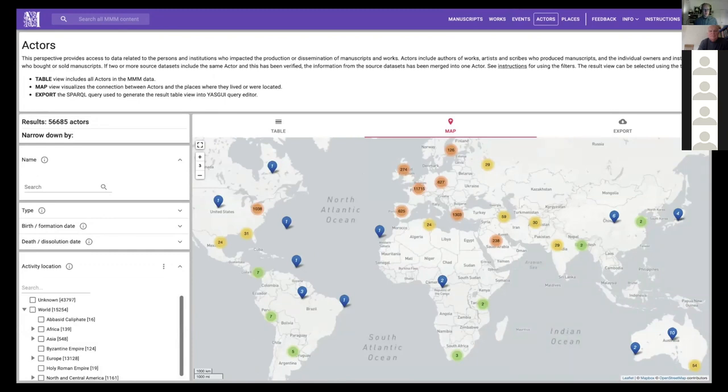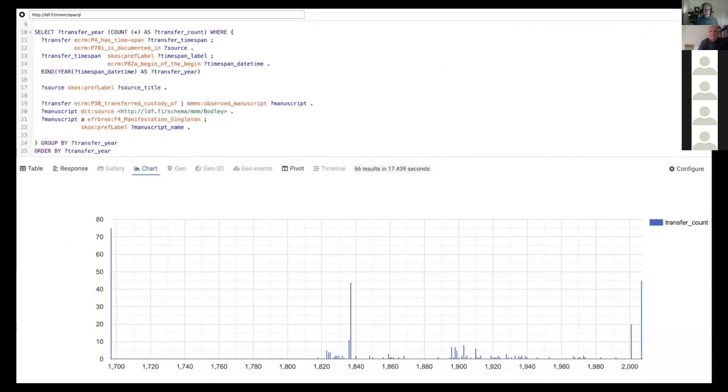Actors can similarly be shown as a table or a map based on the facet selections. And in addition to the portal, there's an open SPARQL endpoint for doing all kinds of further analysis. Here is this yasgui.org user interface, which is very convenient for making SPARQL queries for this and for basically the other Sampo portals presented here as well. And you can visualize the results directly with this.